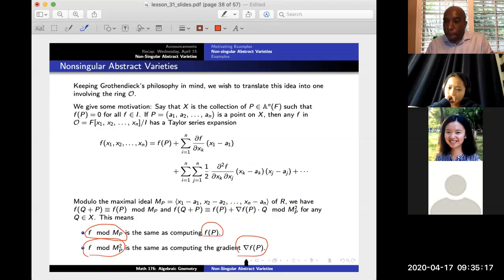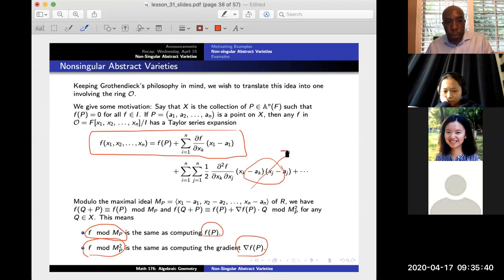I have a question. I kind of understand why f mod MP is computing f(P), but why is f mod MP squared the same as computing the gradient? Because what's happening here is this. Let me look at just this part here. Remember that everything else that's here, this all goes to 0, because we're working mod MP squared.